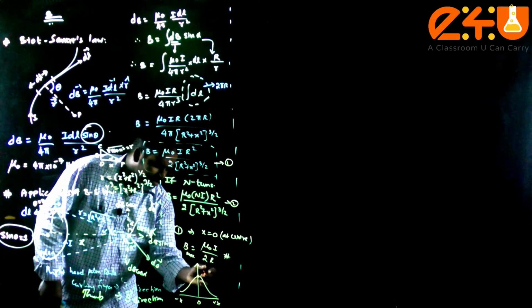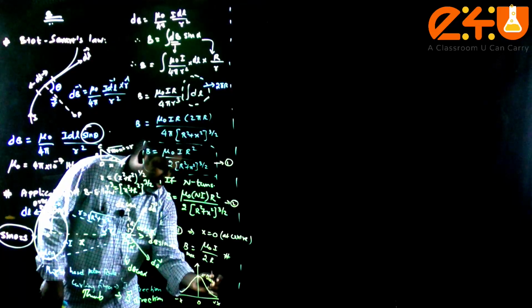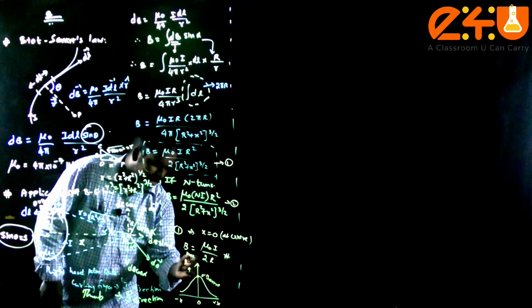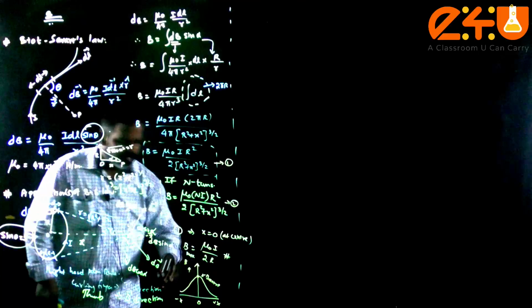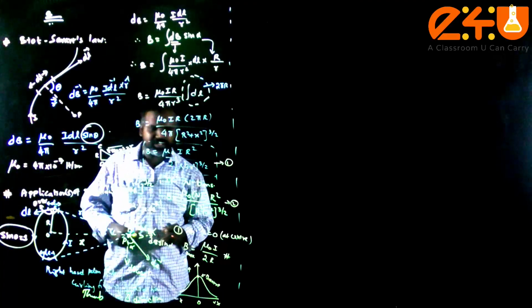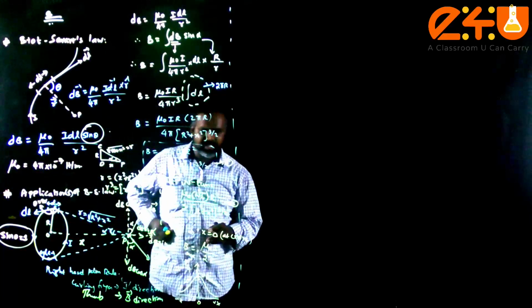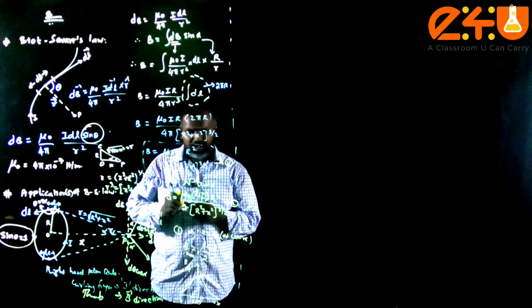So there will be a maximum. This is B center, so this is the value of B. When we are moving away from the center of the coil, the magnetic field decreases. So this is the information related to the magnetic field of a circular coil.